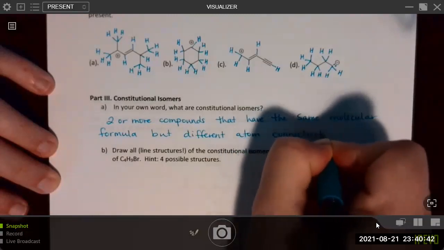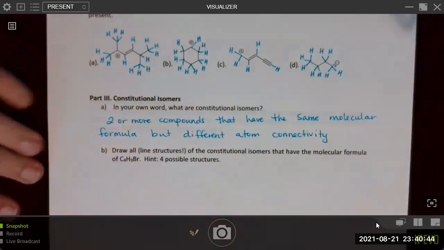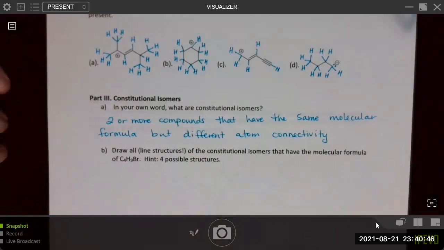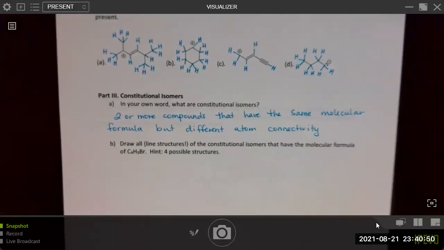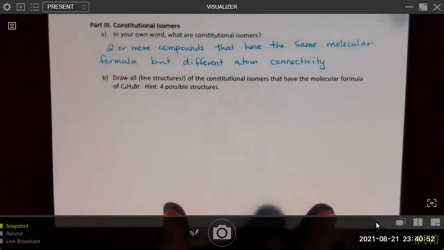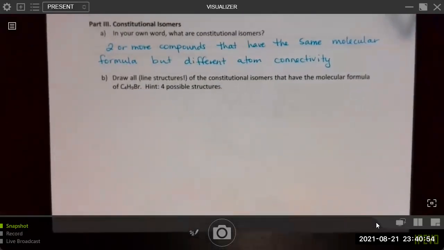Their atoms are connected in a different way, a different order, but they have the same molecular formula. So now we're going to practice drawing constitutional isomers. Part B says draw all line structures of the constitutional isomers that have the molecular formula of C4H9Br. Hint, there are 4 possible structures.